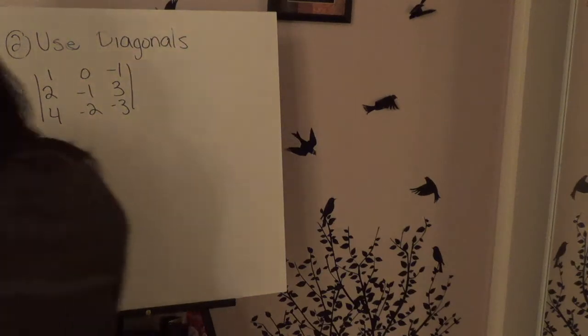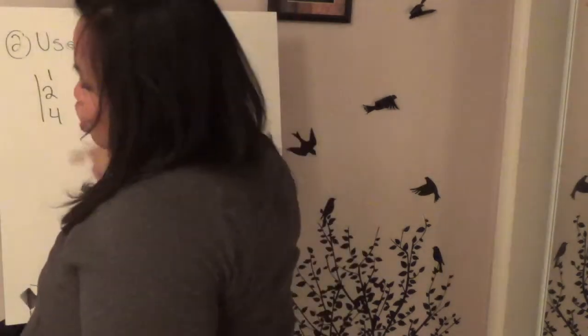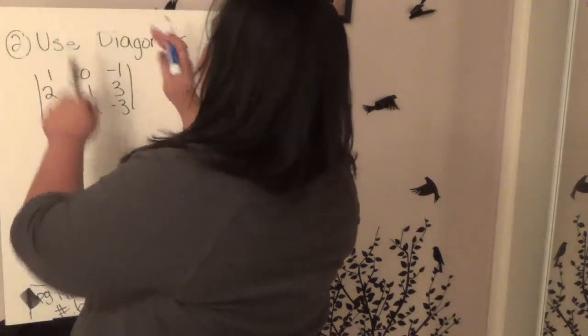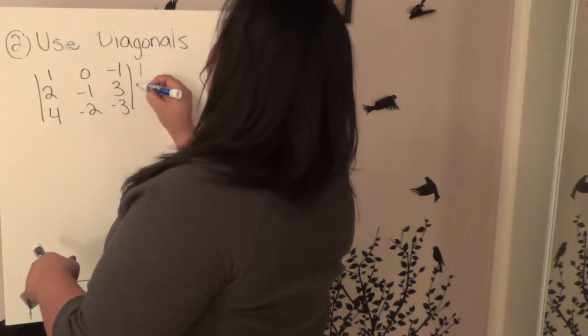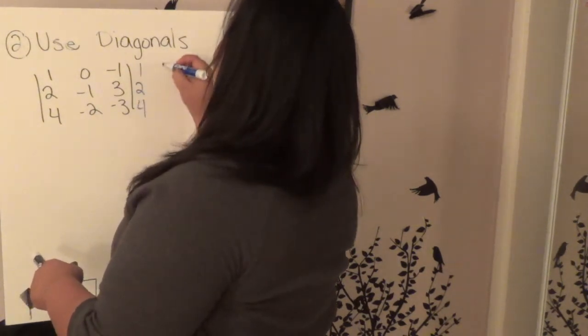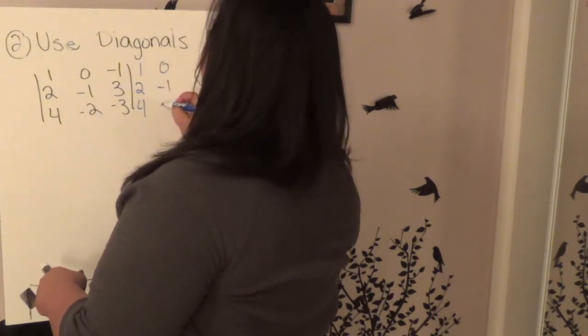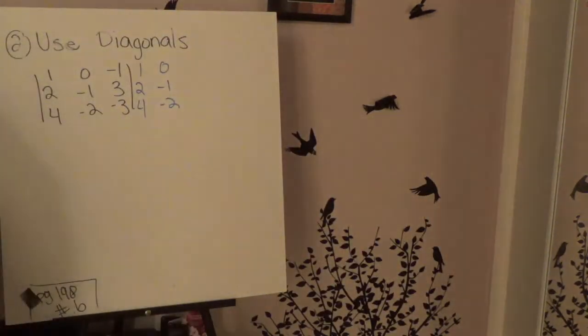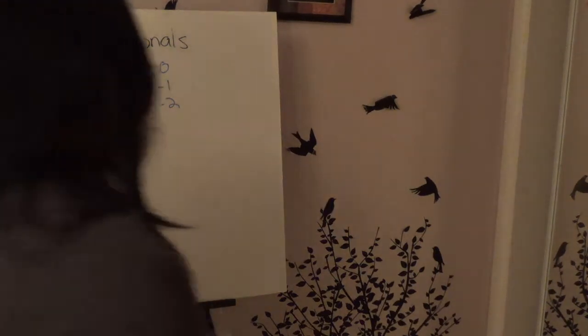And basically what you're going to do is take the first 2 rows and attach it to the end. So, I'm sorry, first 2 columns. So I have 1, 2, 4, 0, -1, -2. Right? So 1, 2, 4, 0, -1, -2. And we're going to take it by diagonals.